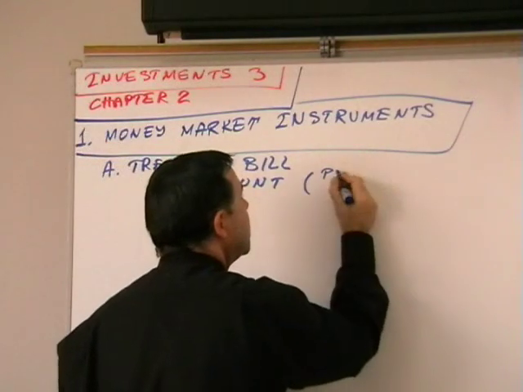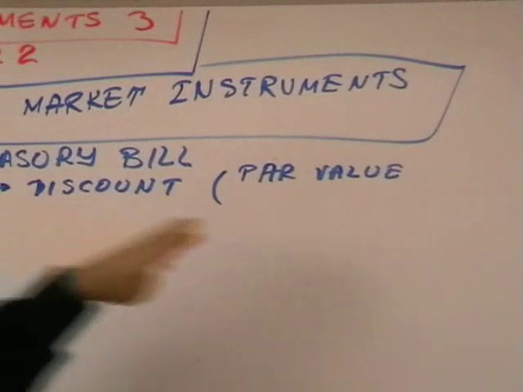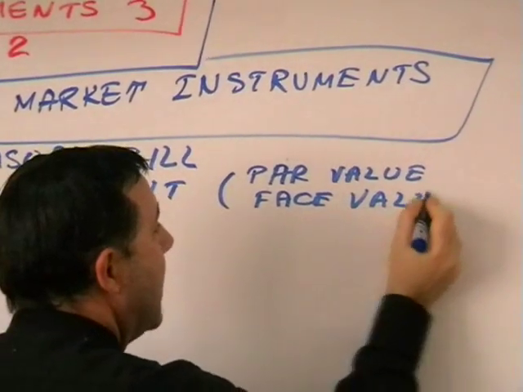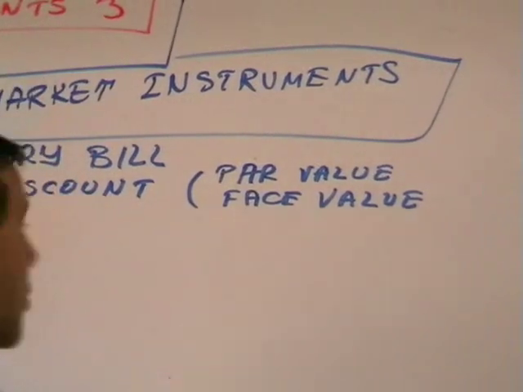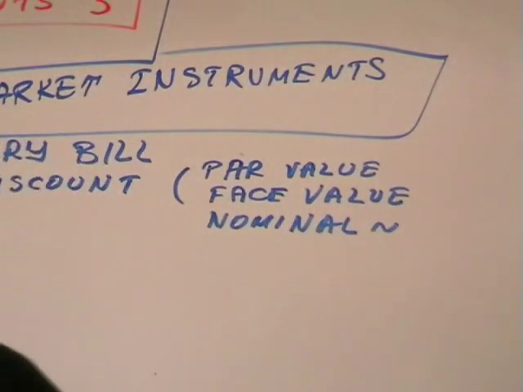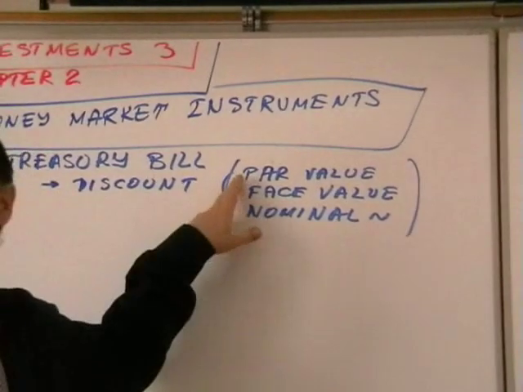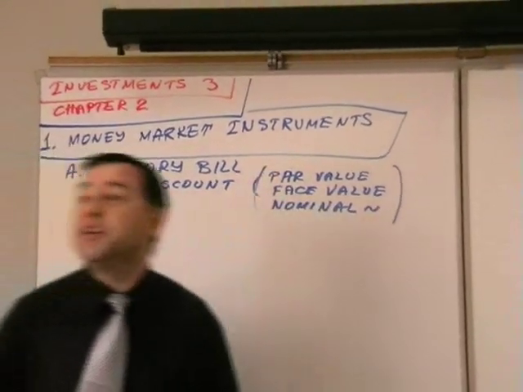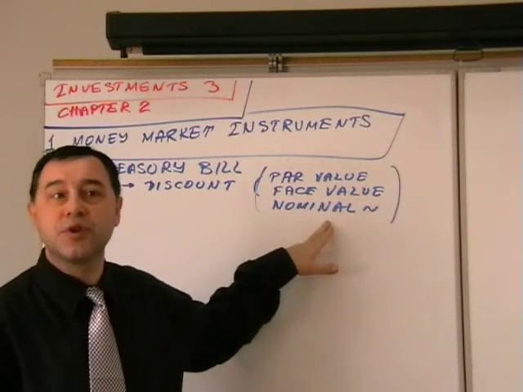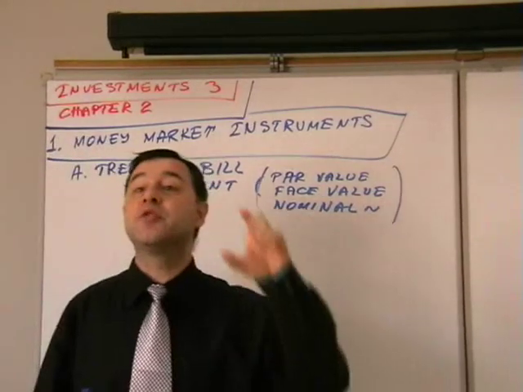Number one is par value. Rarely or never used for government bonds, but technically it is called par value. We call it also face value. And in a lot of European countries, in Britain, they use the word nominal value. These three are the same and used interchangeably. Par value is usually used mostly for stocks. It is often used for bonds. Face value is the standard term. So discount is a discount from the nominal value.